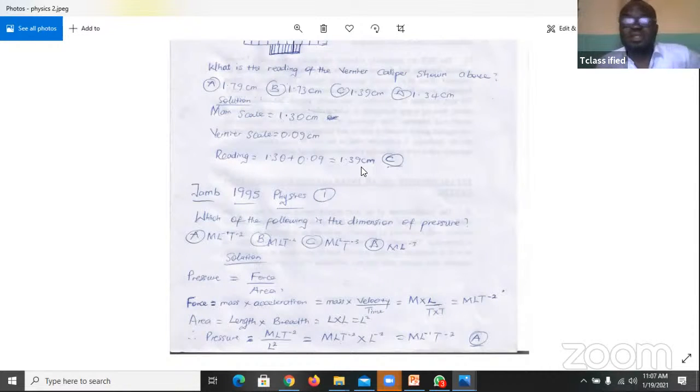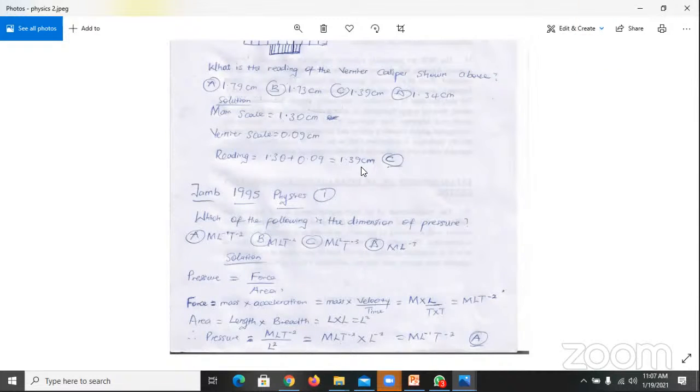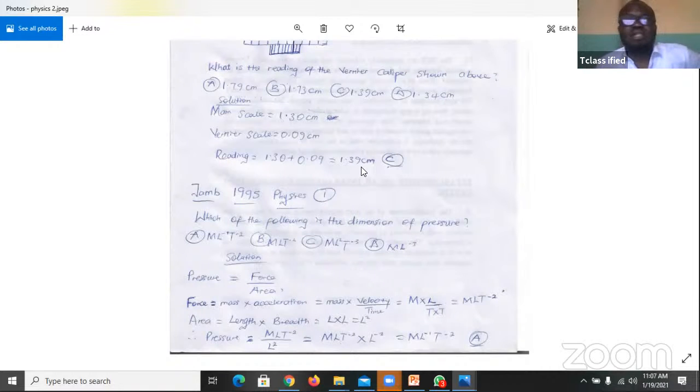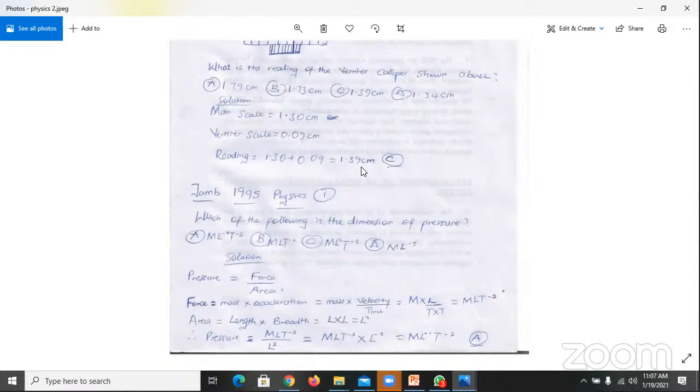If you're doing computer science, it's most likely you want to write maths? Yes, maths, English, physics, and chemistry. Good. So just make sure you're aiming at 250 and above to be on the safe side. Okay, sir. You're working towards 250 and above so that you'll be on the safe side. All right, sir. Thank you.